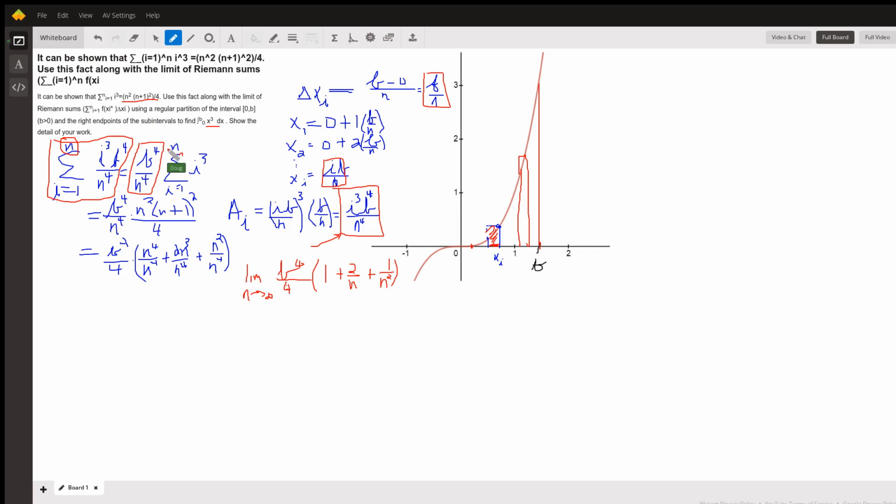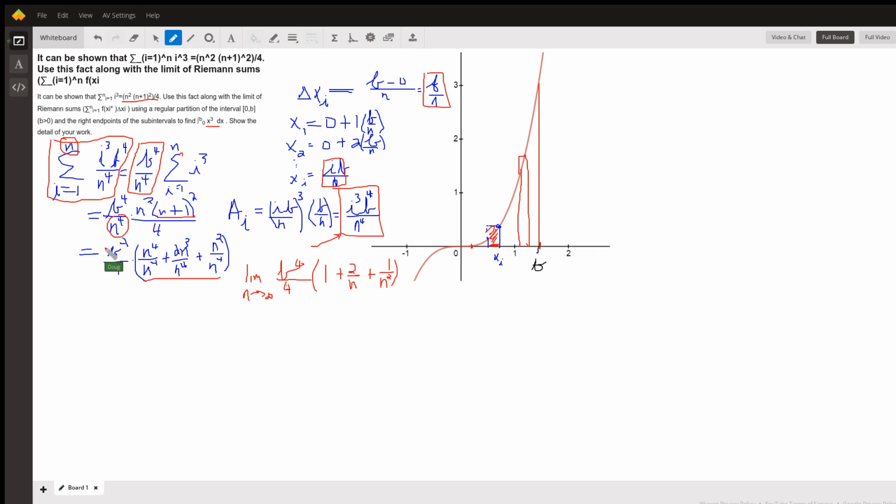I can replace this summation with n squared times the quantity n plus 1 squared over 4. If I square this n plus 1, distribute the n squared, and then divide by this n to the fourth, moving this 4 to the left, b to the fourth over 4. This is what I get.